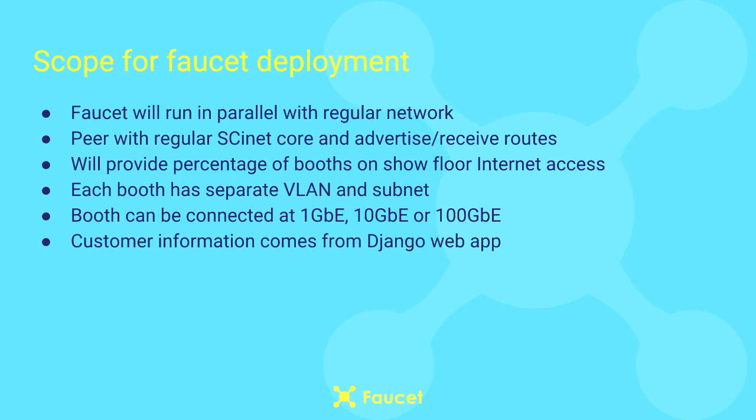When you're doing a project, the first thing you do is come up with some scope and some requirements. They were pretty keen for us to run in parallel with their regular network, so that they wouldn't have the hassle of learning everything, and we wouldn't have the hassle of learning everything they did. So we ran them side by side, and booths would either be on the regular SCinet or on the Faucet SCinet. We managed to get about 25% of the network connected to us. We would peer with their core routers and advertise and receive routes over BGP.